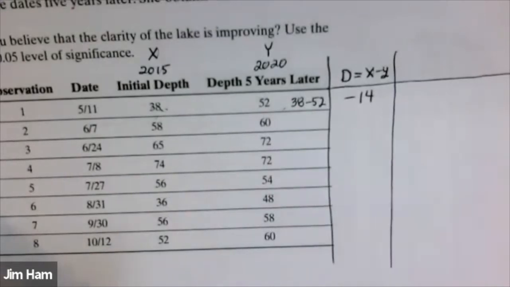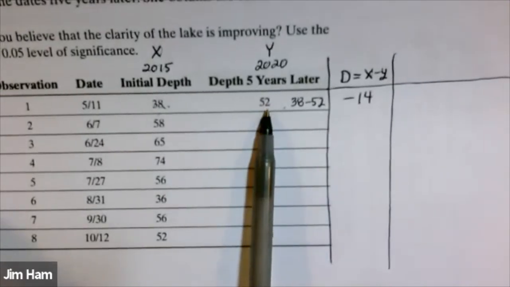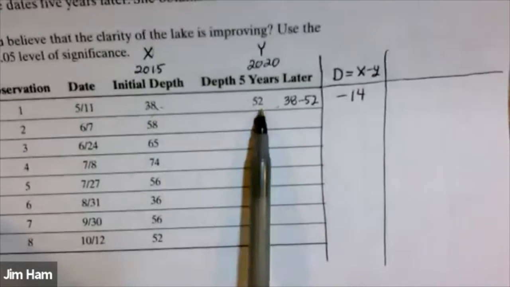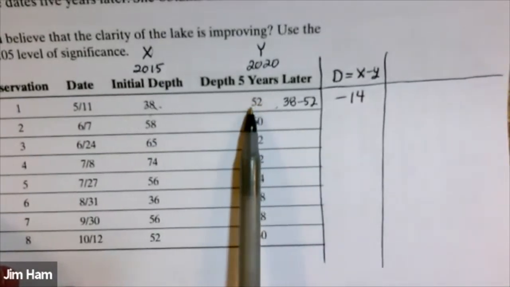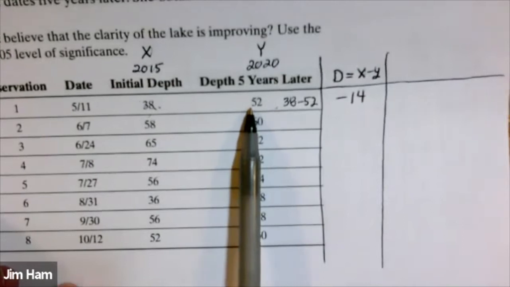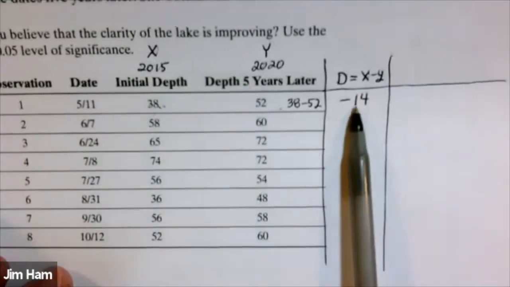And because they could see the disc at a greater depth than they did 5 years ago, it appears in this case that the lake is getting clearer wherever they measured it at this point, because they can see the disc for a larger number of inches as it goes into the water. So what's important to note, because of the way we subtracted here, a negative number means that the lake is becoming clearer.